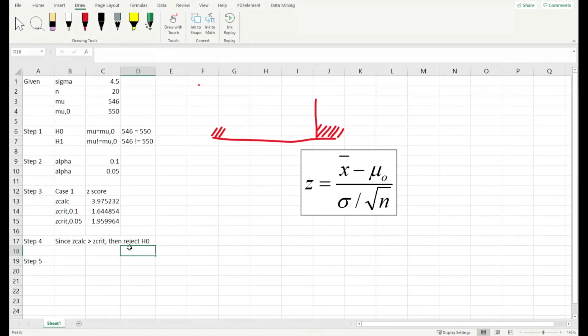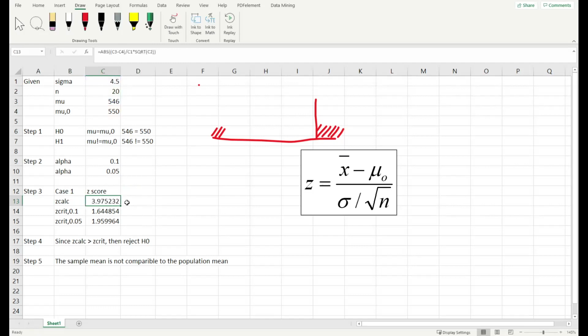since zcalc is greater than zcrit, we reject, so we are saying that the sample mean is not comparable. Comparable? Right, comparable to the population mean. Okay? So that would be our engineering conclusion, no? Right?